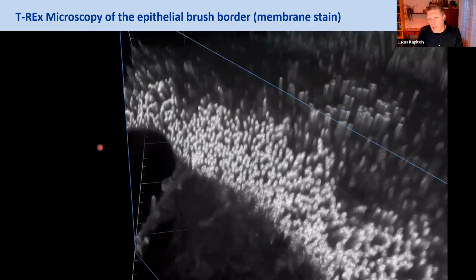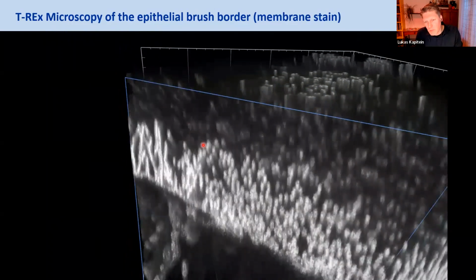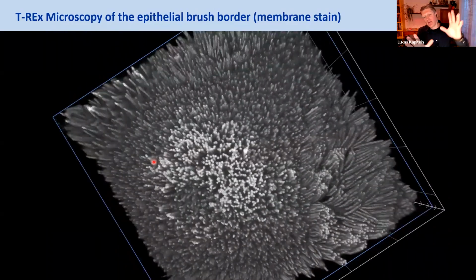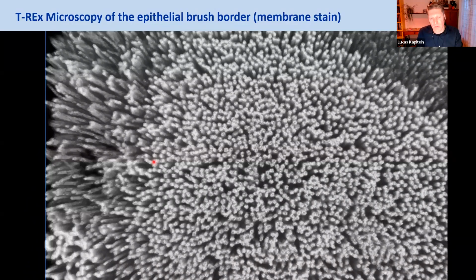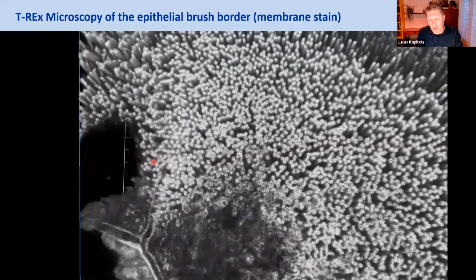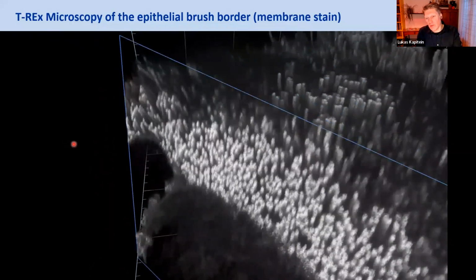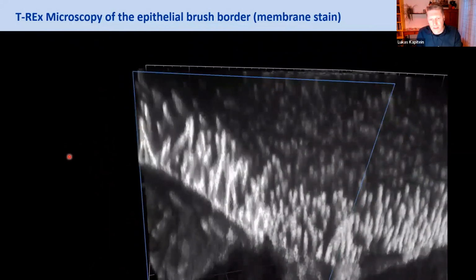And I think compared to, for example, electron microscopy or scanning electron microscopy, the big advantage is that you can really get the volumetric information from just imaging one cell. So you can do optical sectioning and get the whole volumetric ultrastructure of this cell.